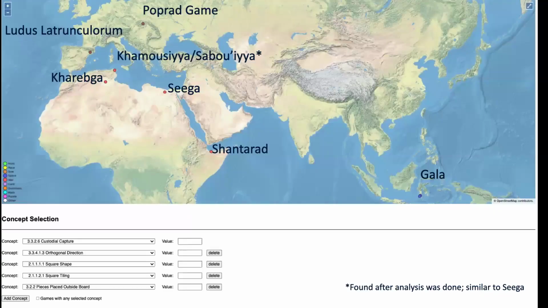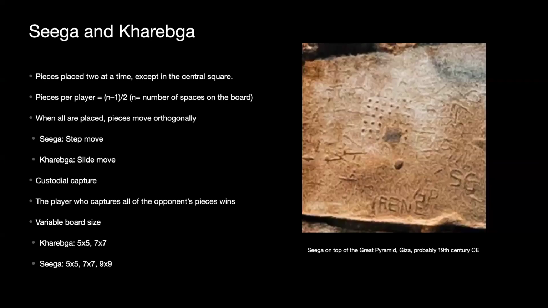But to find which of these we should choose, if we look at the geographical distribution of them, only 2 of them, these 2, this game here, we actually had discovered after we did the analysis, but it's basically the same as these 2. These are the only 2 that were within what used to be the Roman Empire. The other 2 are pretty distant from them. So what are these games? Siga and Karebga.